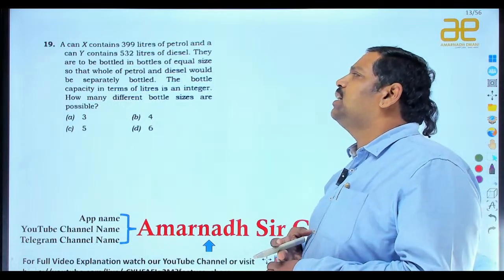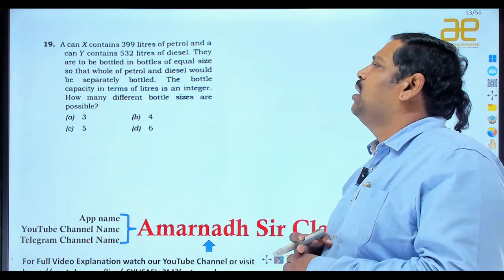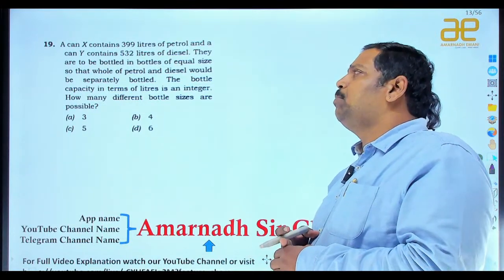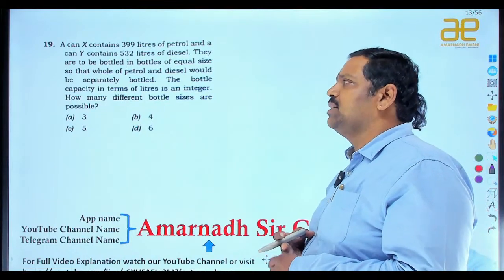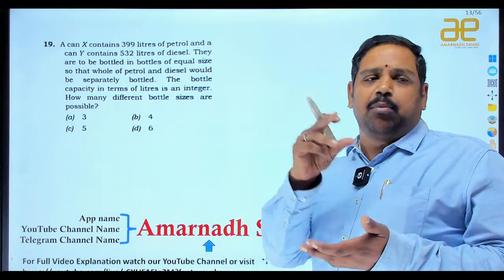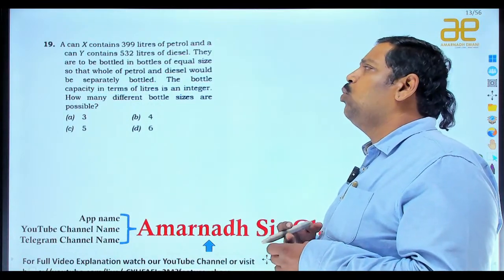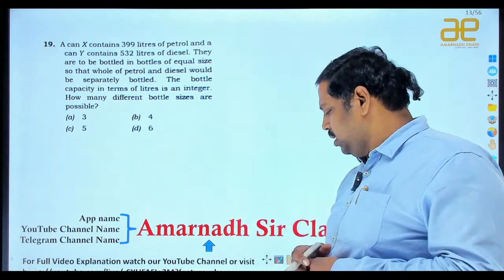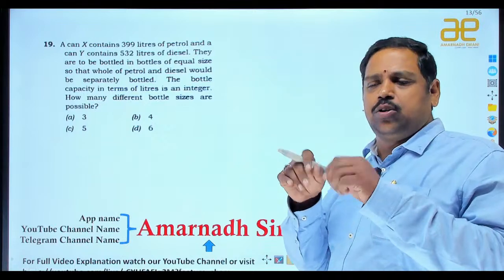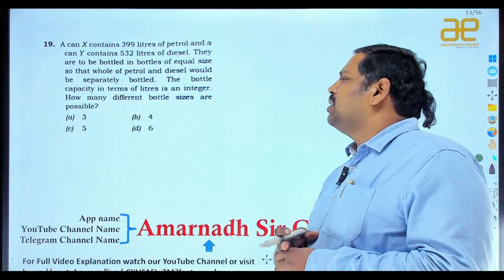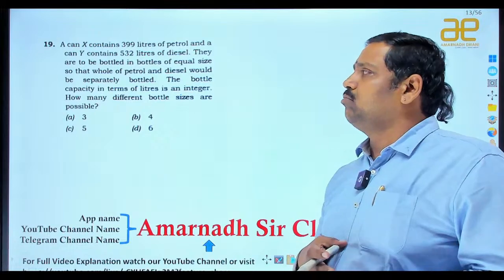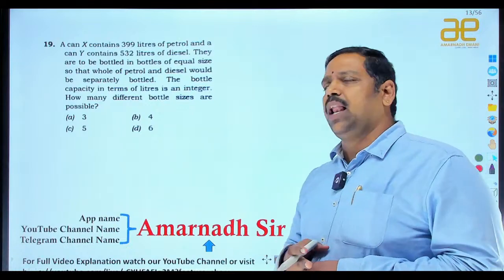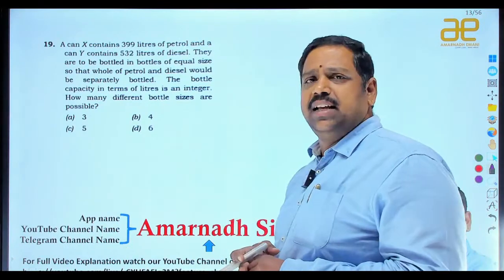A can X contains 399 liters of petrol and a can Y contains 532 liters of diesel. They are to be bottled in bottles of equal size. That means they have to be emptied into small bottles of equal size, so that the whole of petrol and diesel would be separately bottled. Means we should not mix petrol and diesel. So separately we have to do. The bottle capacity in terms of liters is an integer. How many different bottle sizes are possible, he is asking.